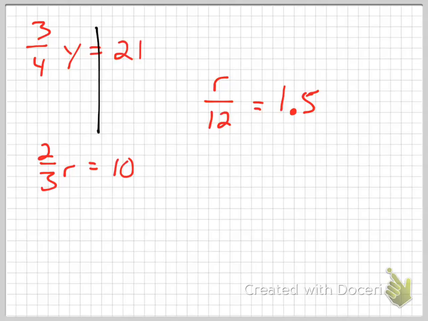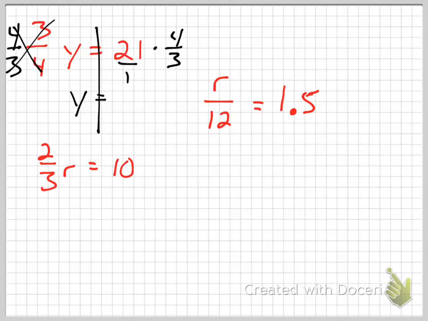Variable is not happy. He is not alone. He's being multiplied by 3/4. Opposite of multiply by 3/4 is to divide by 3/4. Dividing by 3/4 is the exact same thing as multiplying by the reciprocal, which is 4/3. Multiply by 4/3. Multiply by 4/3. They're gone. Y equals. Can I reduce anything here?